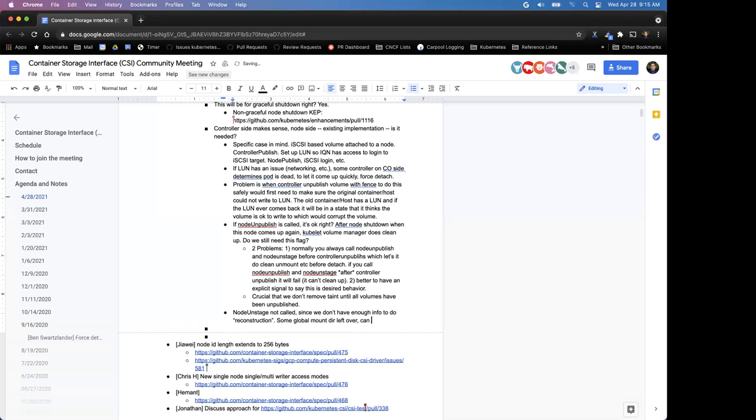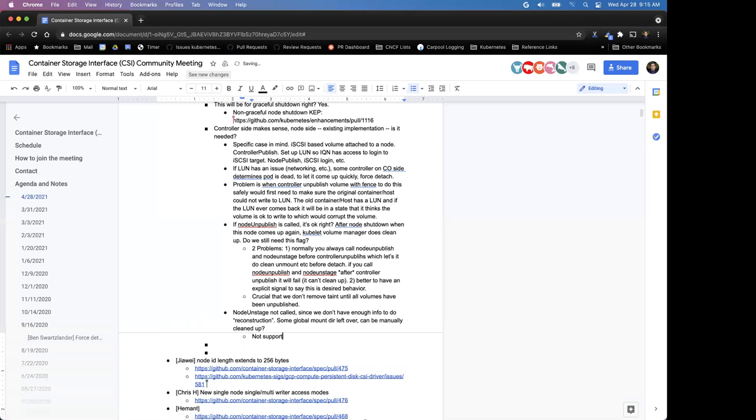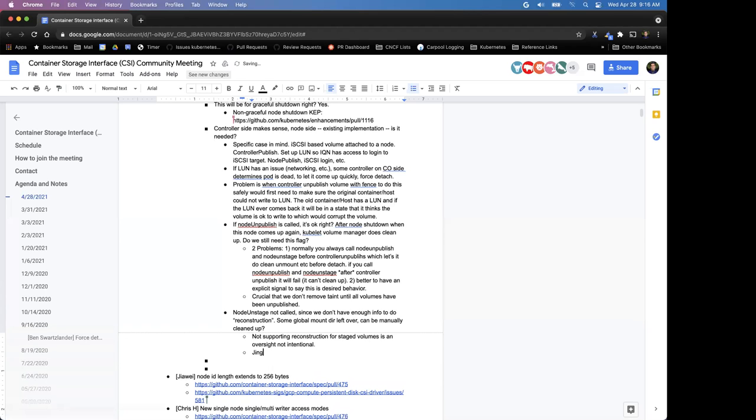I think not supporting reconstruction for staged volumes is sort of an oversight that we have in Kubernetes today. I don't think that's intentional. But I talked to Jing. She said it's not possible to do that at this time, that we don't have enough information to do that. I think that's true for in-tree volumes, but for CSI volumes, that's not true. I think for CSI volumes, we can. So I think this should be something we consider implementing as part of this whole proposal.